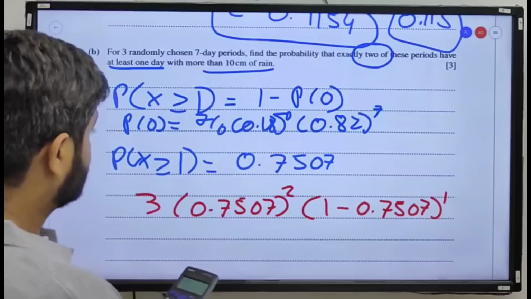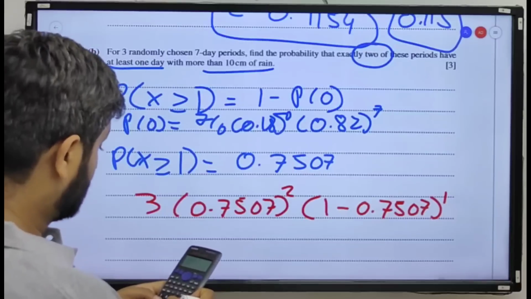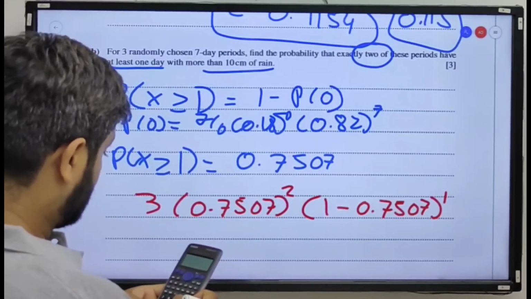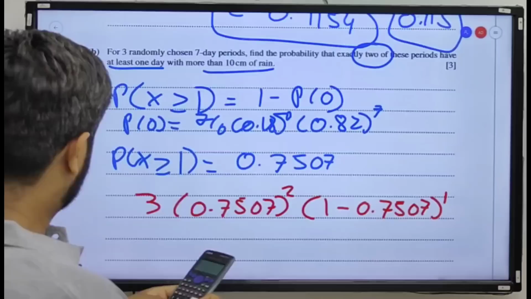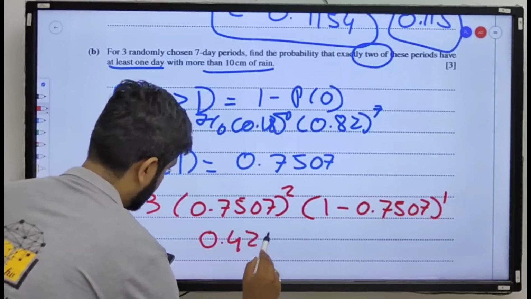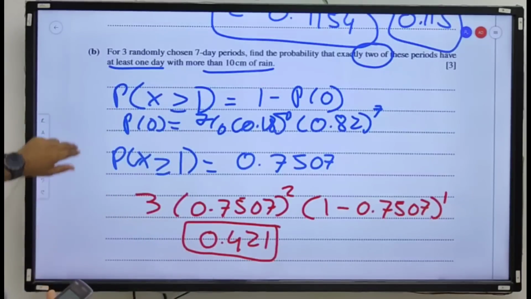0.7507 square into 1 minus 0.75, 1 minus 0.7507 into 3. So the final answer is 0.421. So the final answer is 0.421.